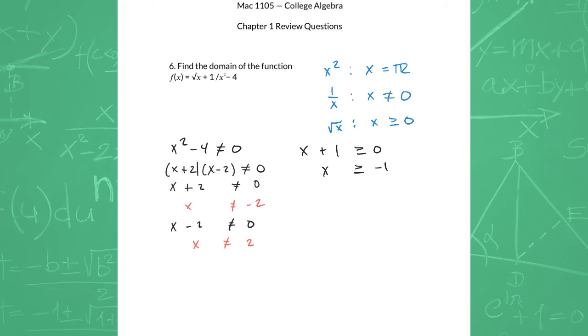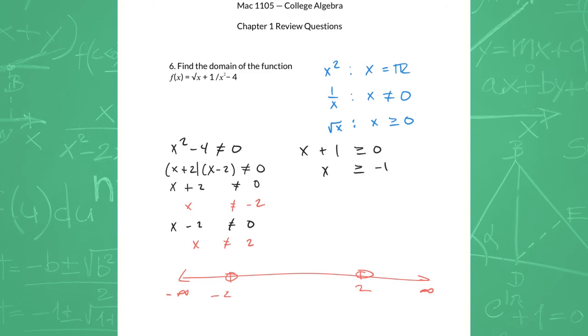Okay, now that we know the restrictions on x, to state the domain in interval notation, it helps to graph those two expressions on a real number line that goes from negative infinity to infinity. So to graph the first two expressions, x cannot be equal to negative 2 and x cannot be equal to 2. We just plot those two numbers with open circles because they cannot be included in our domain.